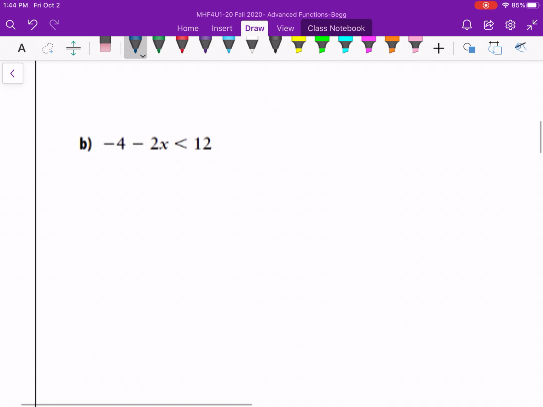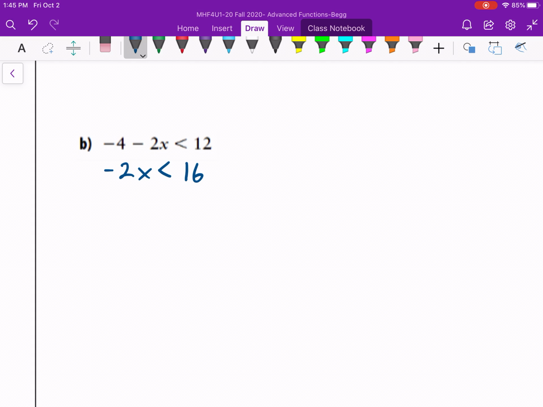Let's take a look at this next one. Again, I want to isolate x. So again, I'm going to approach it like I'm doing an equation. The first thing I'll do is add 4 to each side. This time I won't write that down though. If I add 4 to the left, it takes away the negative 4. If I add 4 to the right, I get 16. Sometimes we describe that as a shortcut as bringing the 4 over to the right.